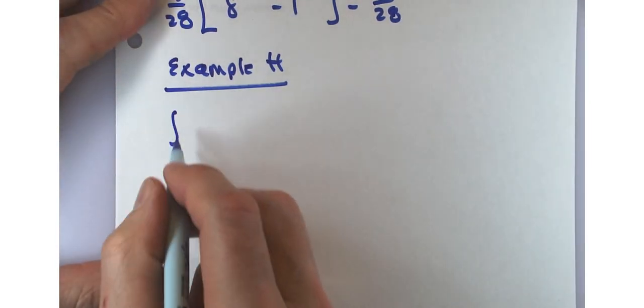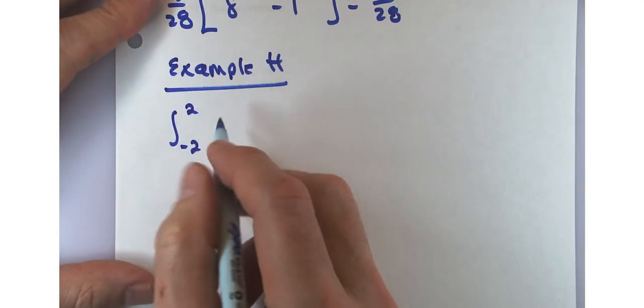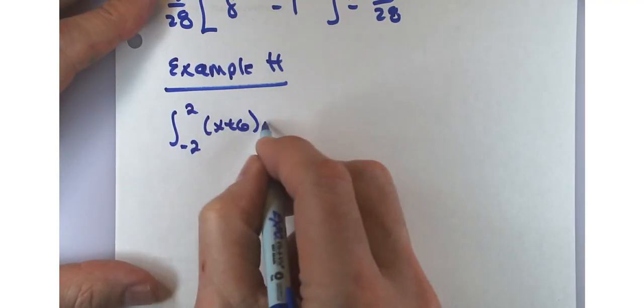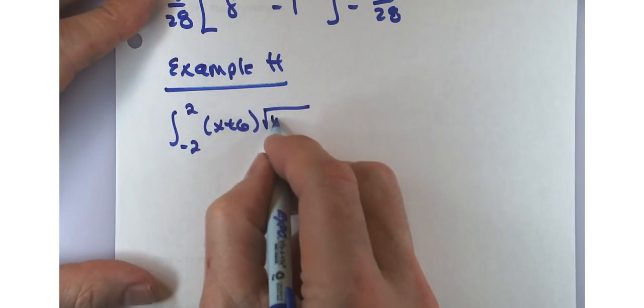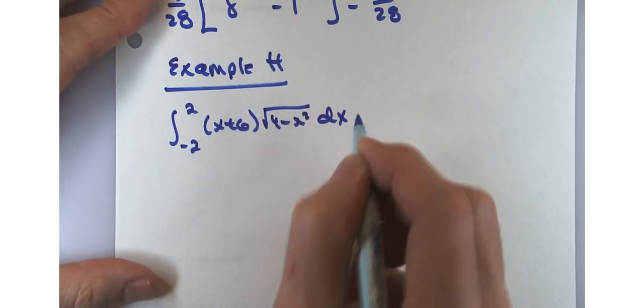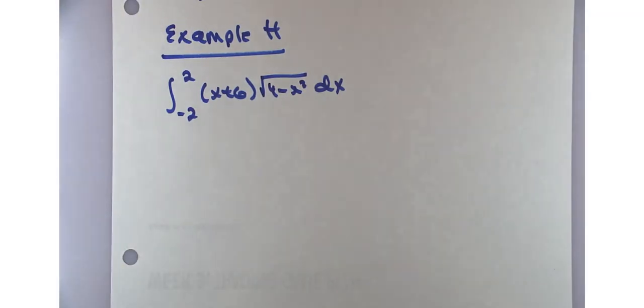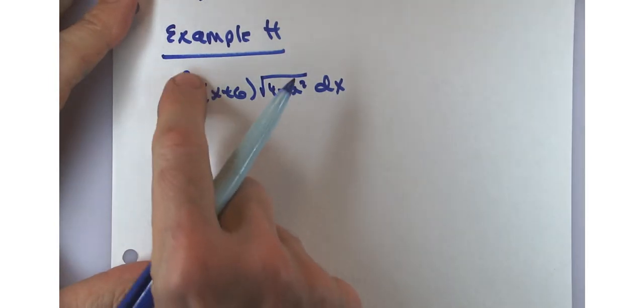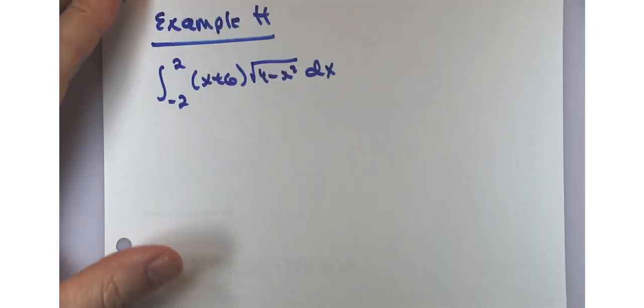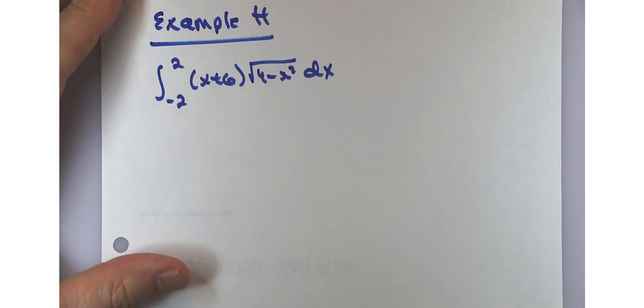So I've got the integral from -2 to 2 of (x plus 6) times the square root of 4 minus x squared dx. Now this one has a couple tricks in it. Eventually we are going to do a little U-substitution for part of this. We'll see about the other part. One thing I want you to notice is I've got what's called a symmetric interval. And that's going to be kind of interesting. So we'll keep that in the back of our mind as we're looking through this.